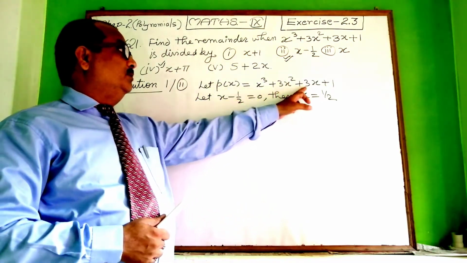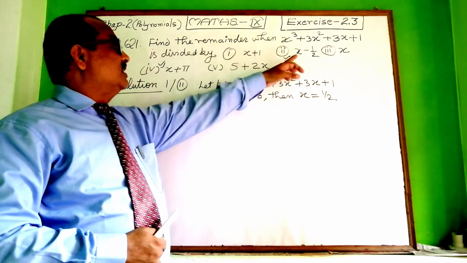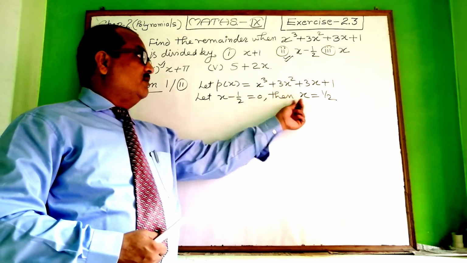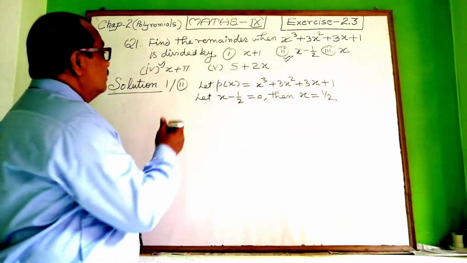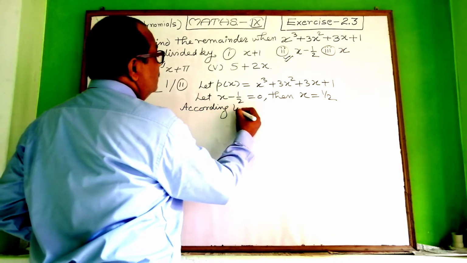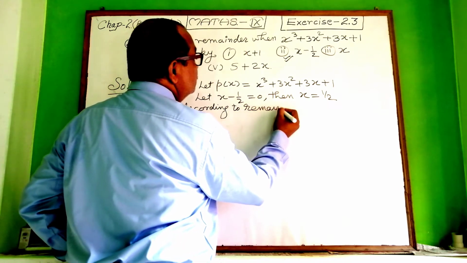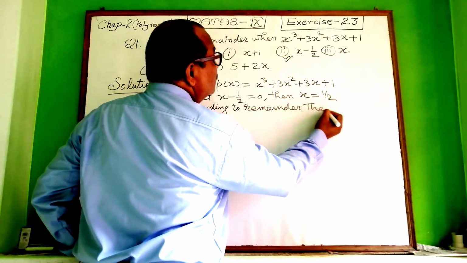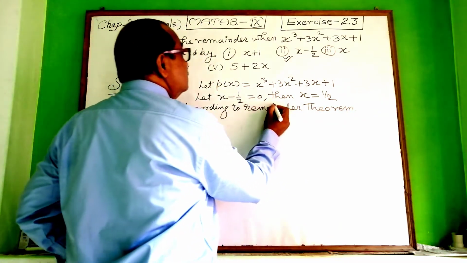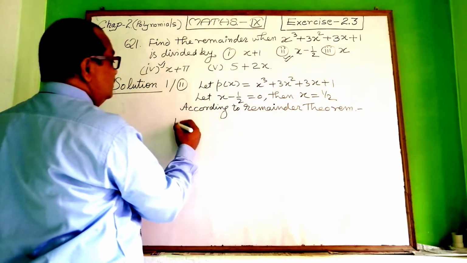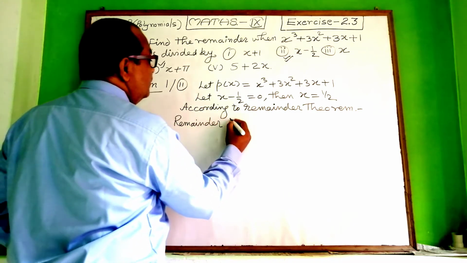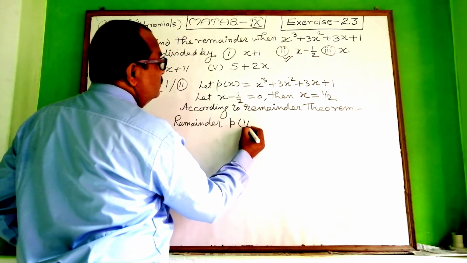First of all we will note p(x), and then what is the divisor, x minus 1 upon 2. We will make it equal to 0, then the value of x will be 1 upon 2. So according to the remainder theorem, you can see the meaning of this theorem. It says that the remainder will be p(1 upon 2).